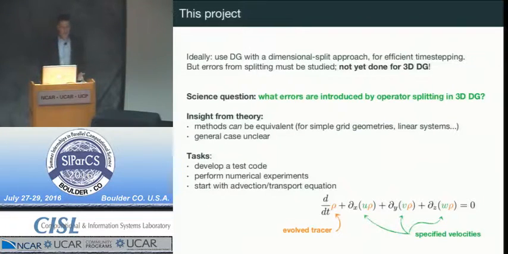So ideally, we would use discontinuous Galerkin for its nice properties, and we would use it with this dimensional split approach for the nice time stepping. But if you're going to do this, you'd really like to understand what sorts of errors are going to be brought in by this process. And this actually has not yet been looked at for three-dimensional discontinuous Galerkin. So what we'd like to look at here is what are these errors that are introduced by the splitting?